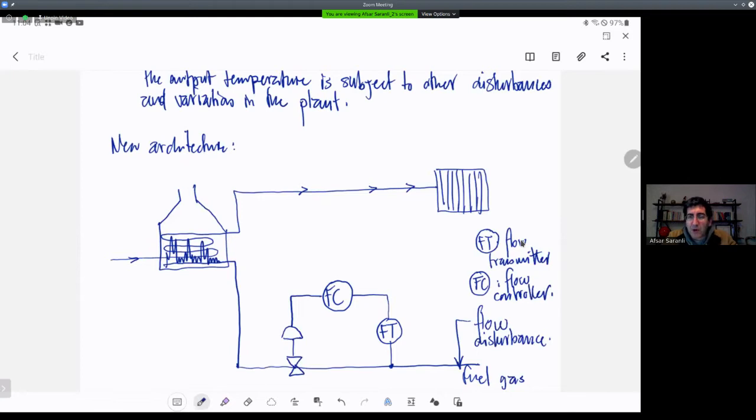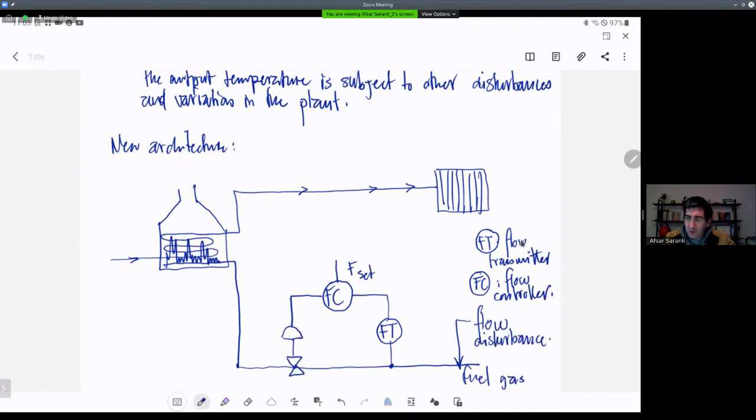So how are we going to connect this with the output? Now the question here is: what is the reference to the flow controller? Who's going to specify what the flow should be? That flow controller will get its reference value. Let's call this F set, the set point for the flow. That's going to come from the output controller.